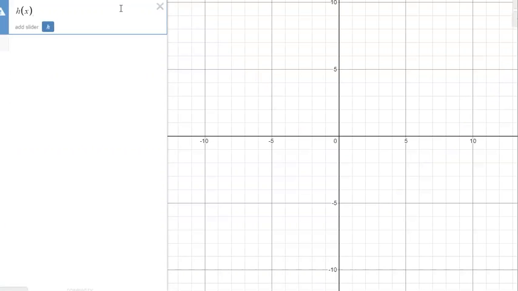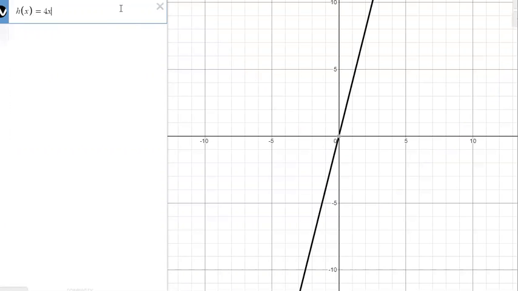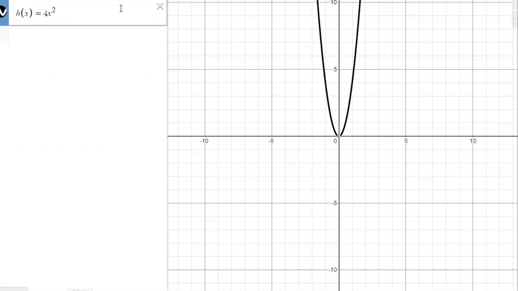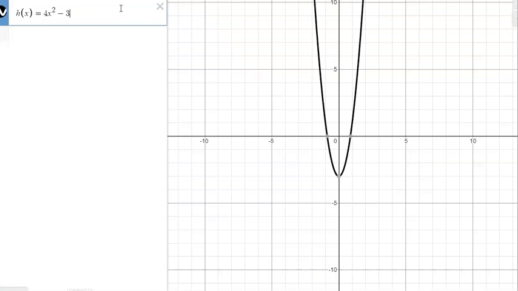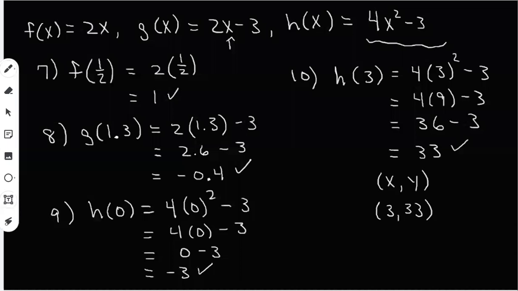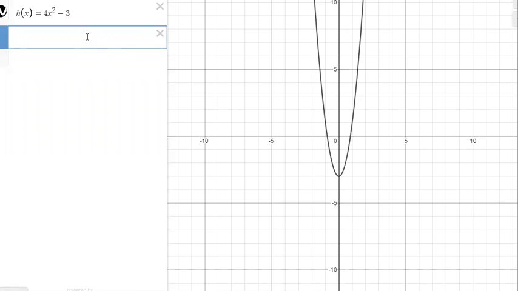So we're going to have h of x is equal to 4x squared minus 3. And we should have the point that we found in the problem on the graph. So what you'll see here is this black U shape. That's called a parabola. Whenever you have a U shape, you're going to have that x squared. So your highest exponent is always going to be 2. Now the point that we figured out was 3 comma 33. So let's graph that as well.